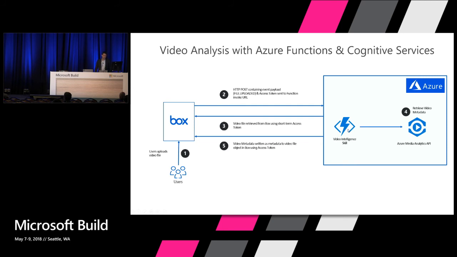And then the Azure function, which we call the video intelligence skill, goes and gets the file. It could be fairly big in some cases, and then sends it to the Azure Media Analytics API or the Video Indexer service. And then it turns around and writes that metadata that you saw, which then shows up in Box. So from a corporate customer's point of view, they just upload a file, and then it gets all of those great features that you saw. And it becomes immediately searchable and has all of the benefits.